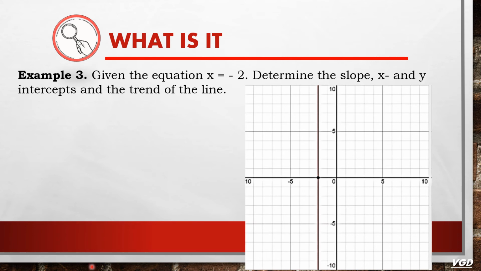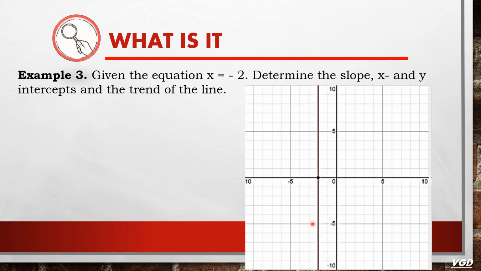Now, let's have example number 3. Given the equation x is equal to negative 2, determine the slope, x and y intercepts, and the trend of the line. So, this is the line. As you can see, it's vertical, no? So, the point is negative 2, 0.